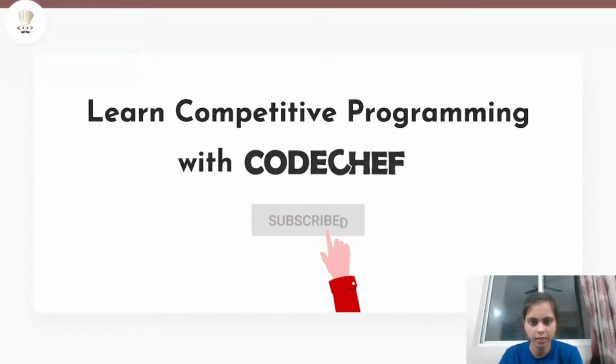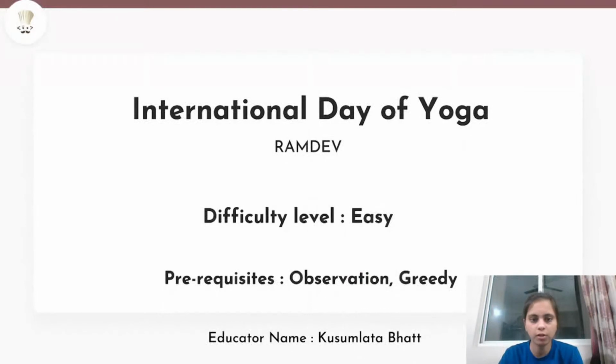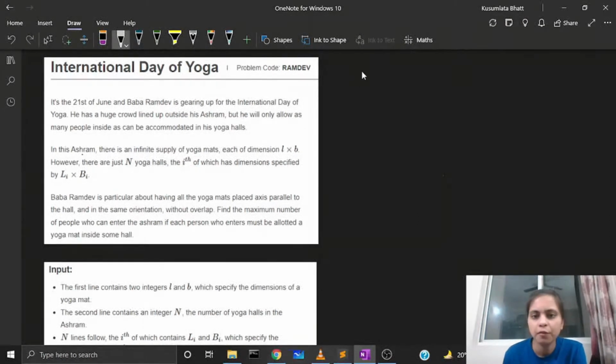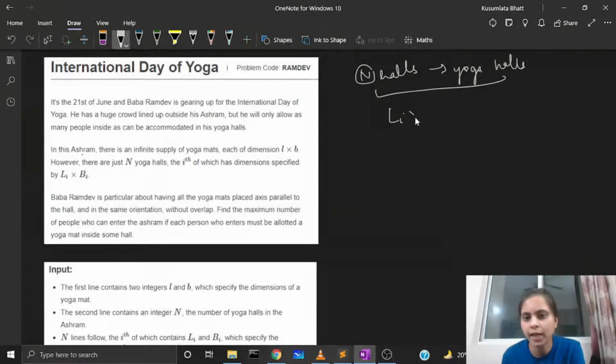This is Kusmulata Bhatt. Today we are going to solve the problem International Day of Yoga, which is of easy difficulty level and requires prerequisites such as observation and greedy. In this problem, we are provided N halls. These are yoga halls of the dimensions Li cross Bi. That is, the ith room has length capital L and breadth capital B. These will be defined for each hall specifically.